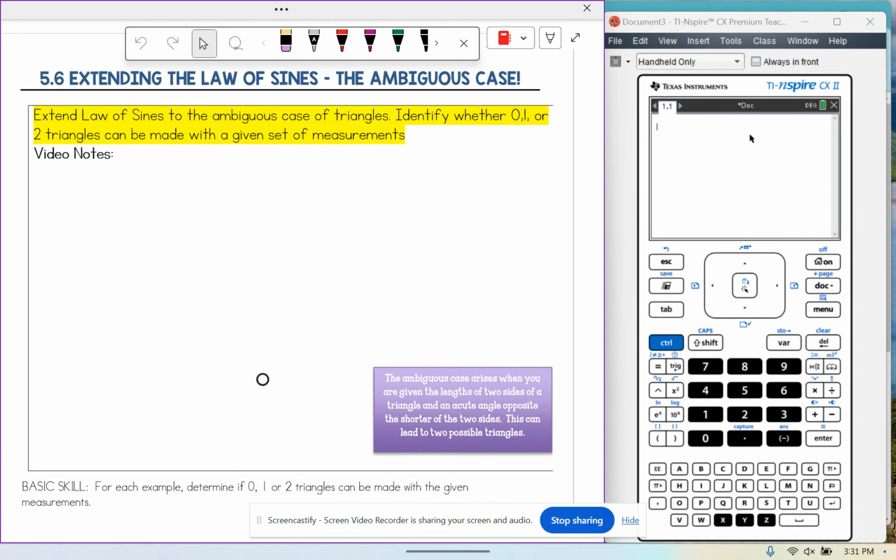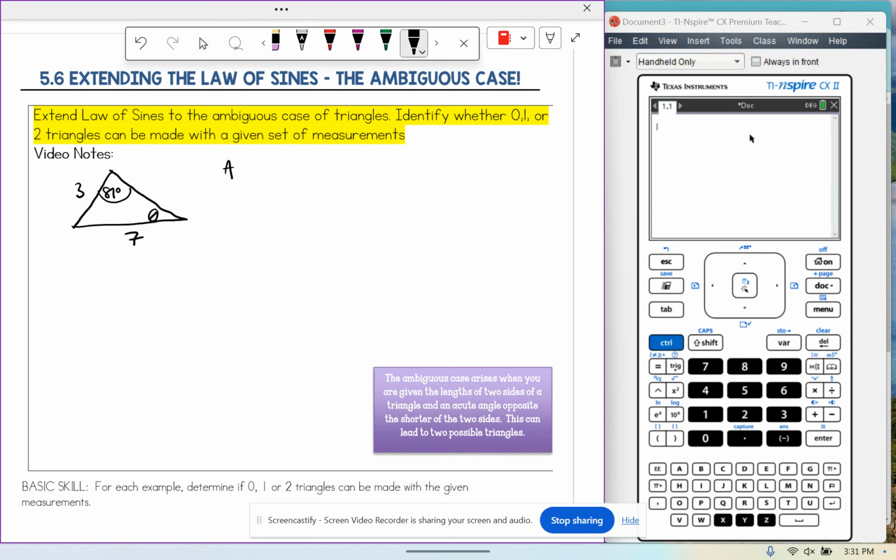So in the little purple box down here, it says the ambiguous case arises when you are given the lengths of 2 sides of a triangle, so maybe a triangle that looks like this, and an acute angle opposite the shorter of the 2 sides. Okay, so here we go. We've got an acute angle opposite one of the sides, and then that one's going to be acute as well. This can lead to 2 possible triangles, and I'll show you how.